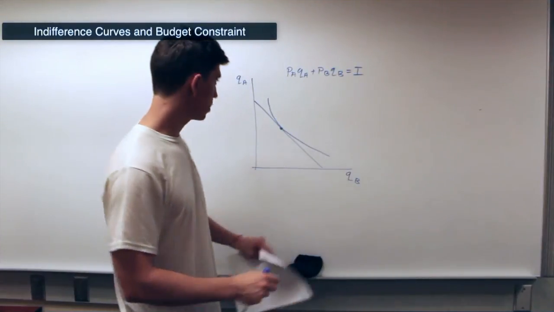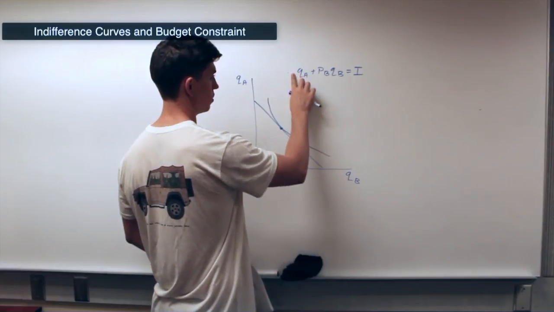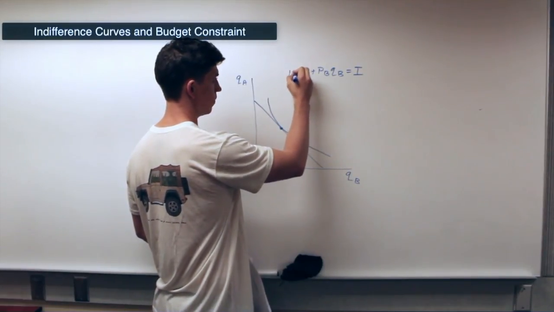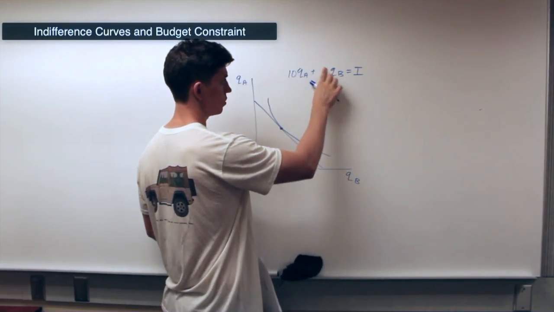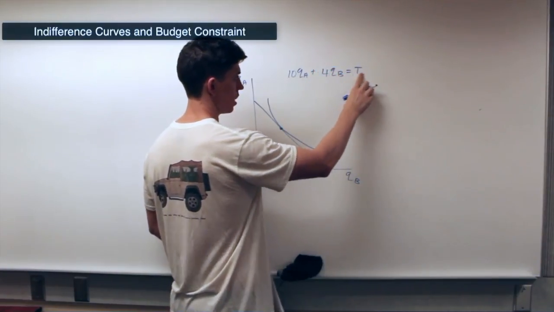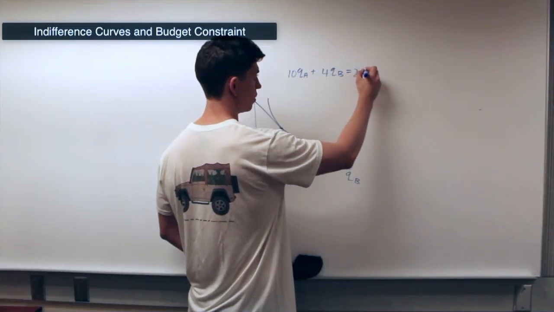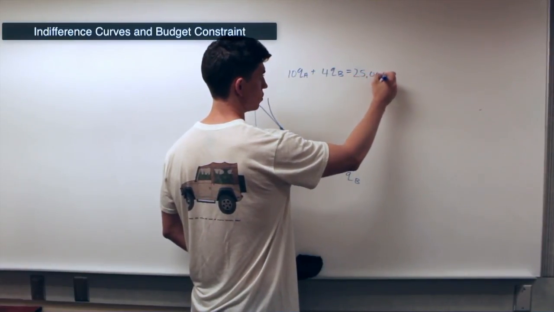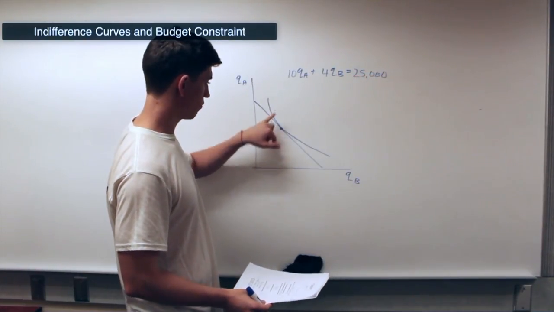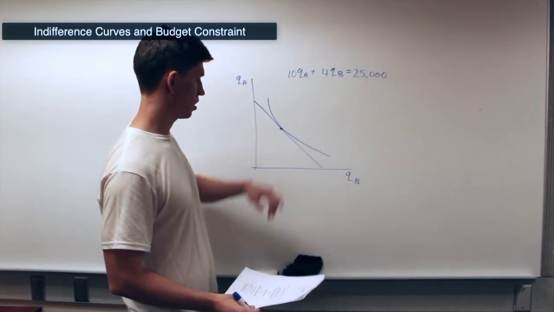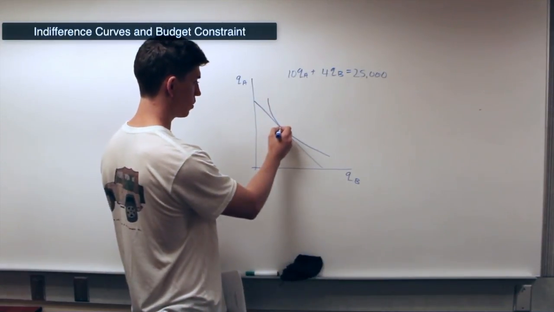Say that the price of A is $10, the price of B is $4, and the income is $25,000.